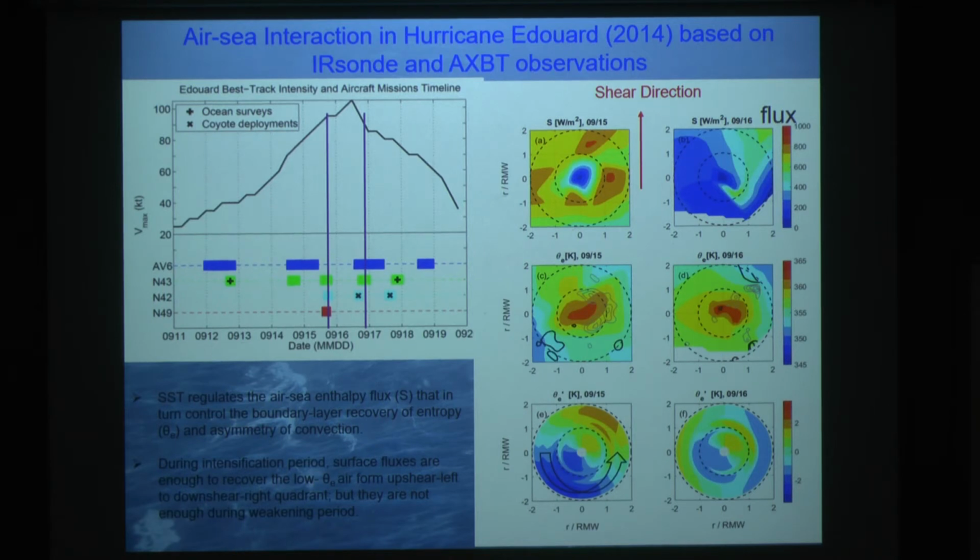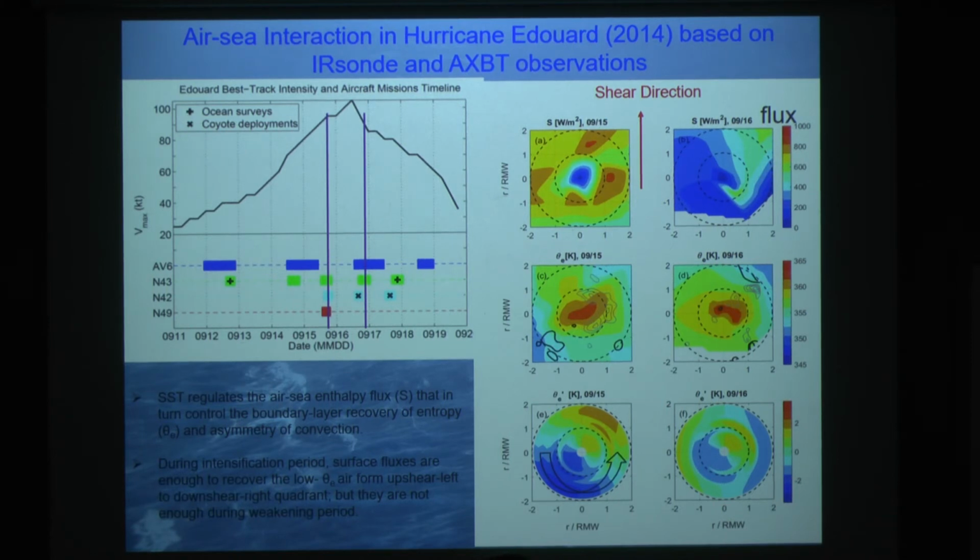I look at two periods denoted by these vertical purple lines. On September 15th, we had three aircraft measurements, with good dropsonde and AXBT data, and the other period is on September 16th. You can see that on the 15th the storm was intensifying, and on the 16th the storm was weakening, but they have basically similar storm intensity. So we want to look at how these air-sea interaction processes or flux transfer would be related to this intensity change. I composite the dropsonde and AXBT data so I can calculate the total enthalpy flux through the bulk method. Basically, if I know the wind speed and the air-sea contrast of temperature and humidity, I can calculate the fluxes. And you can see on the 15th, the fluxes are pretty large, on the order of 800 to 1,000 watts per meter squared.